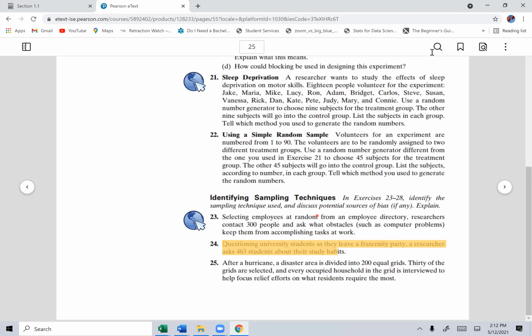25. You guys can see the questions, correct? Yeah. Okay. After a hurricane, a disaster area is divided into 200 equal grids. 30 of the grids are selected, and every occupied household in the grid is interviewed to help focus relief efforts on what residents require the most. What do you guys think this is? You split up the area into 200 equal grids. You select 30, and every single one in the 30 grids will be selected for interview. What would that be? Stratified.